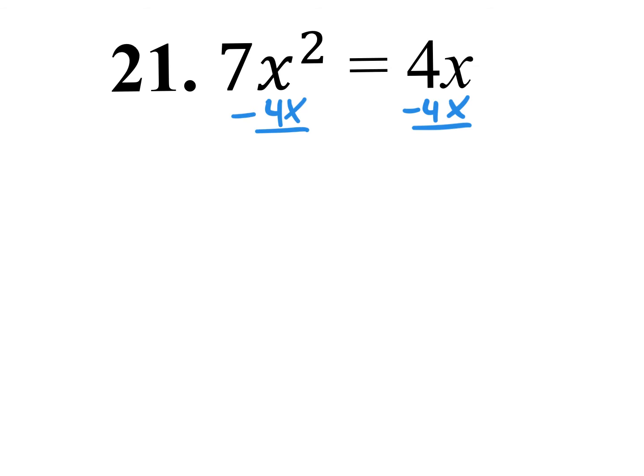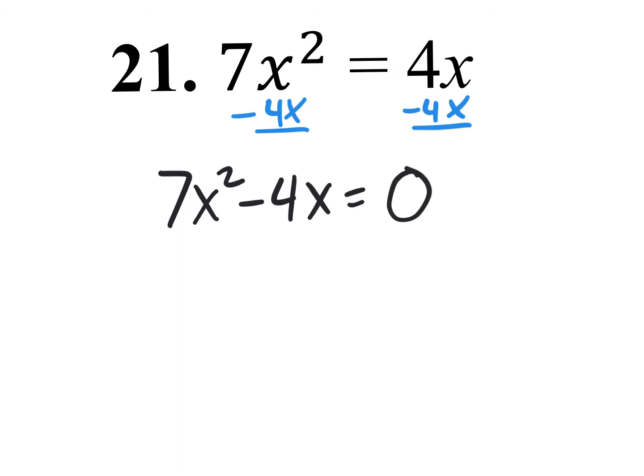Now, you can't really subtract x squares from x's. They're not like terms. So you're just going to rewrite it: 7x squared minus 4x equals 0. So now we have the equals 0. Now let's worry about factoring. What could I factor right there?